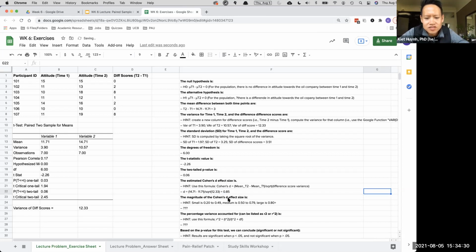The magnitude of Cohen's d effect size, I added a hint here: small is from 0.20 to 0.49, medium is 0.50 to 0.79, and large is greater than 0.80. Since this 0.85 is larger than 0.80, we know that this is a large effect size.